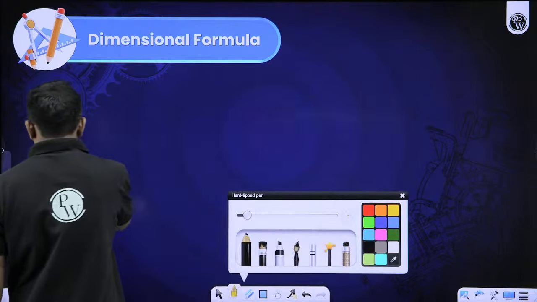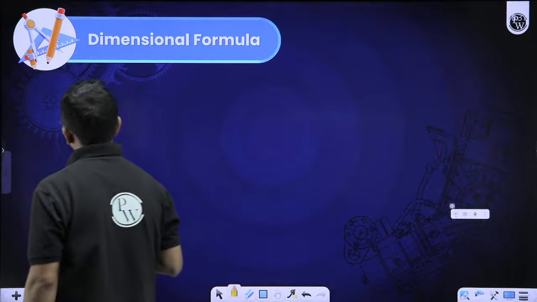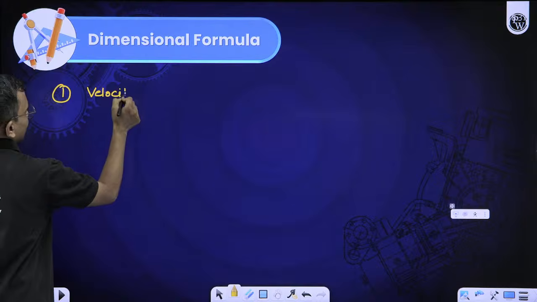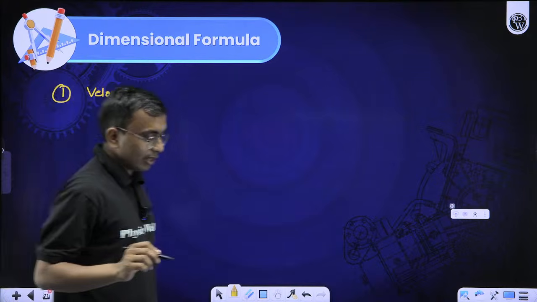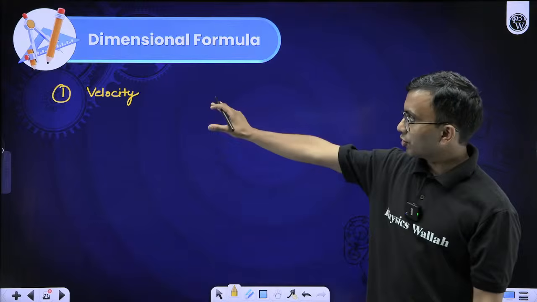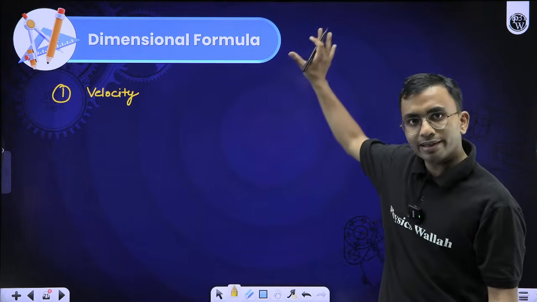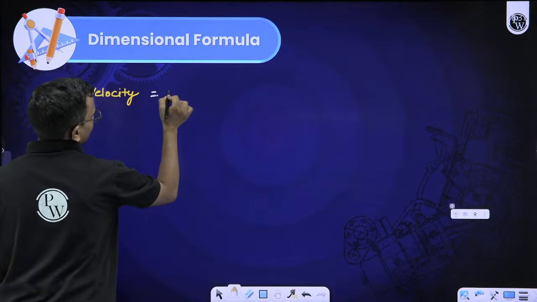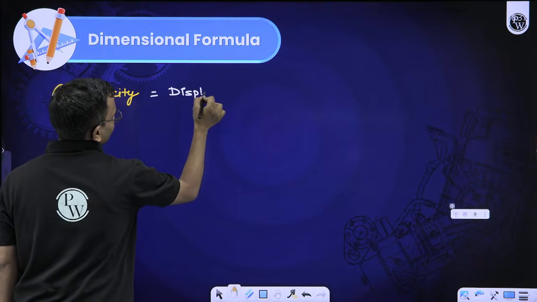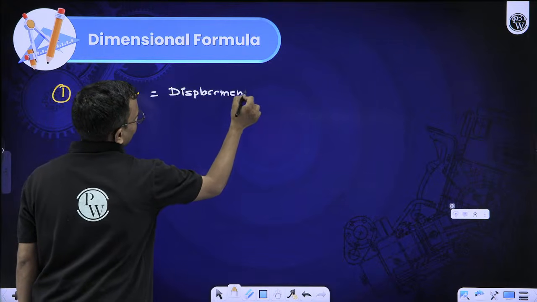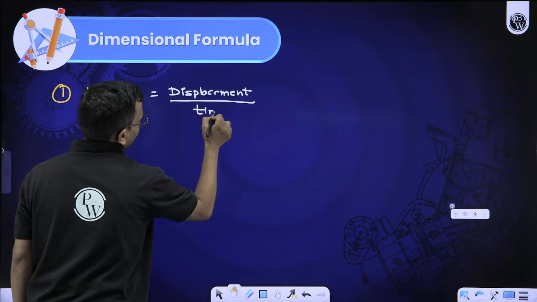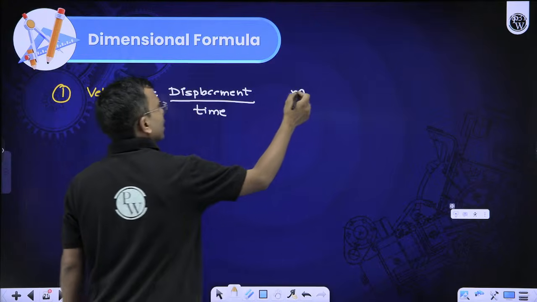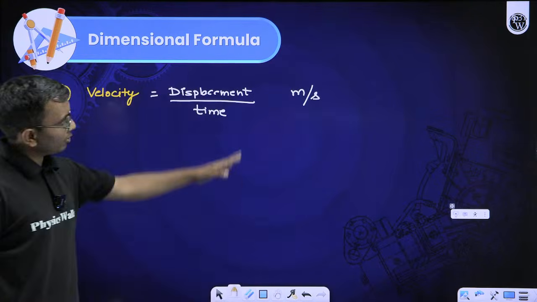Now, let us write the dimensions of some of the derived quantities. First, let us talk about velocity. Now, how do we write the dimensional formula? First of all, write the unit. From the unit, write the dimensional formula. So, velocity, what is the formula of velocity that you remember? Velocity is equal to displacement divided by time. This we know. What is the unit of displacement? Meter. Okay. What is the unit of time? Per second. I got the unit. This is my unit, meter per second.